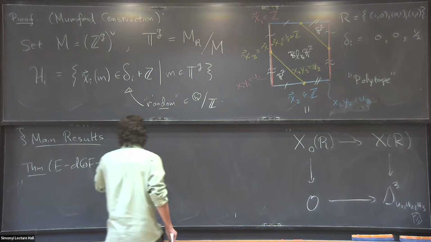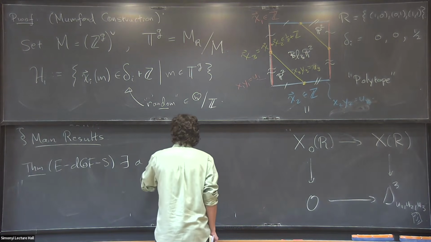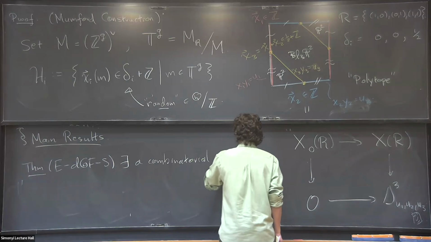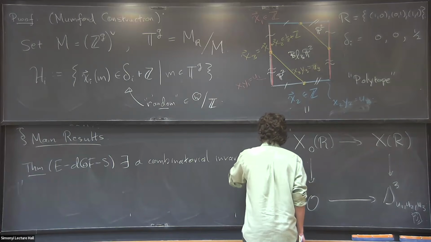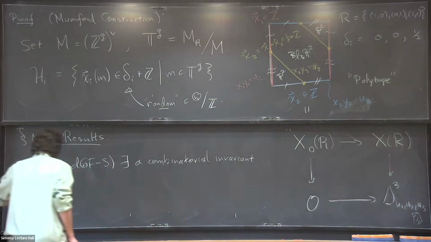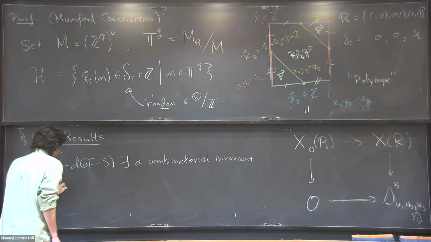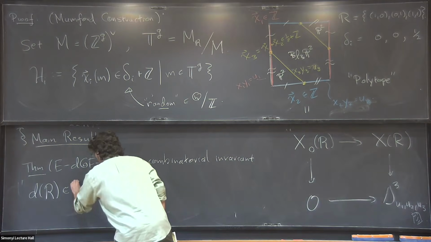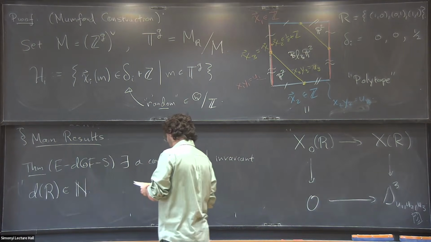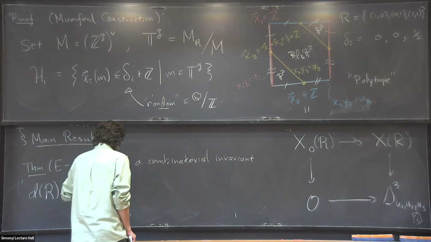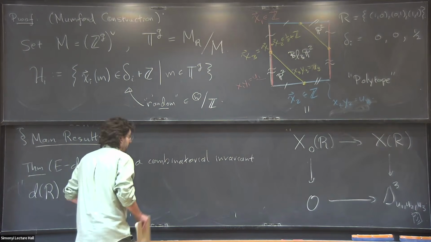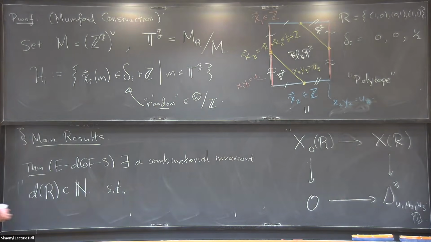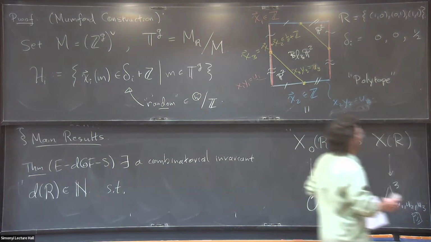Okay, so the main theorem is that there exists a combinatorial invariant, let me call it D of R. So it's a purely combinatorially defined thing in terms of a regular matroid. It's valued in the natural numbers, such that the following properties hold.